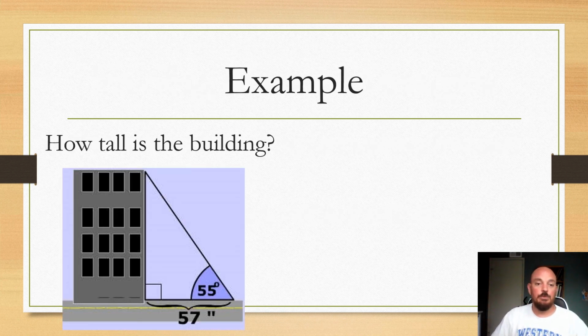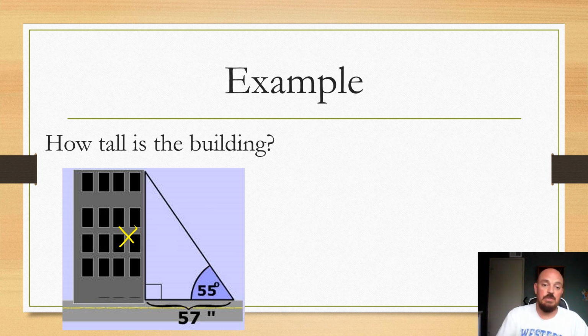So let's finish up with a word problem here. We have, how tall is the building? And instead of making it a word problem, I kind of turn it into a picture. But the word problem would say something like, you are standing 57 feet away from a building. The angle from you up to the top of the building is 55 degrees. How tall is the building? Basically what it's saying is, in this picture, if I call this side of the triangle x, solve for x. So let's see if we can do that.